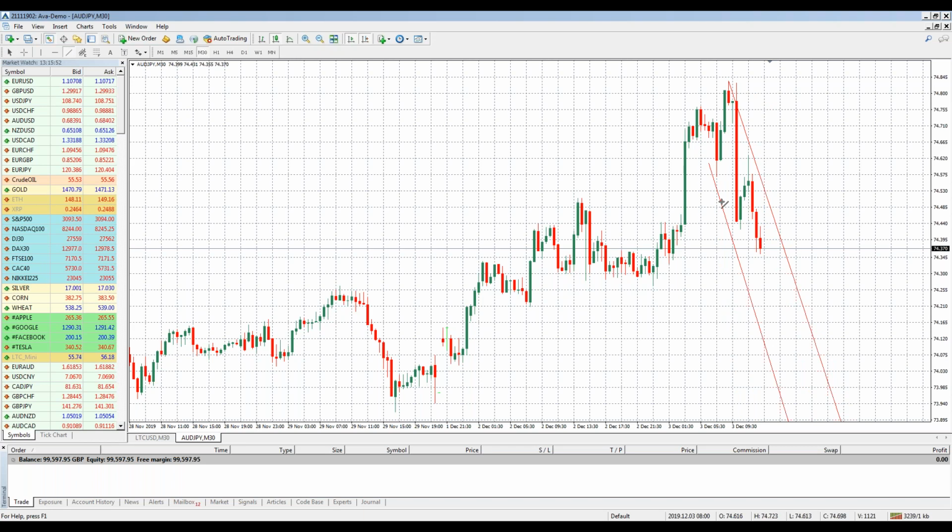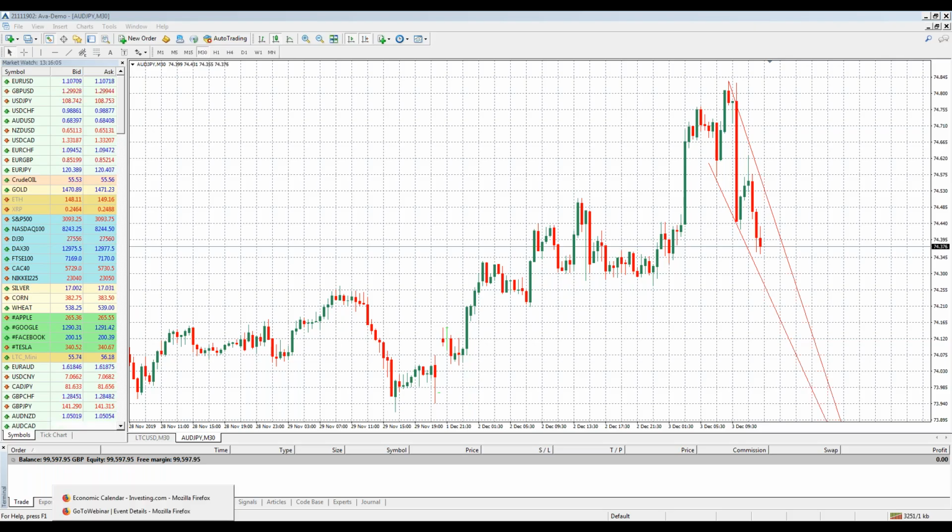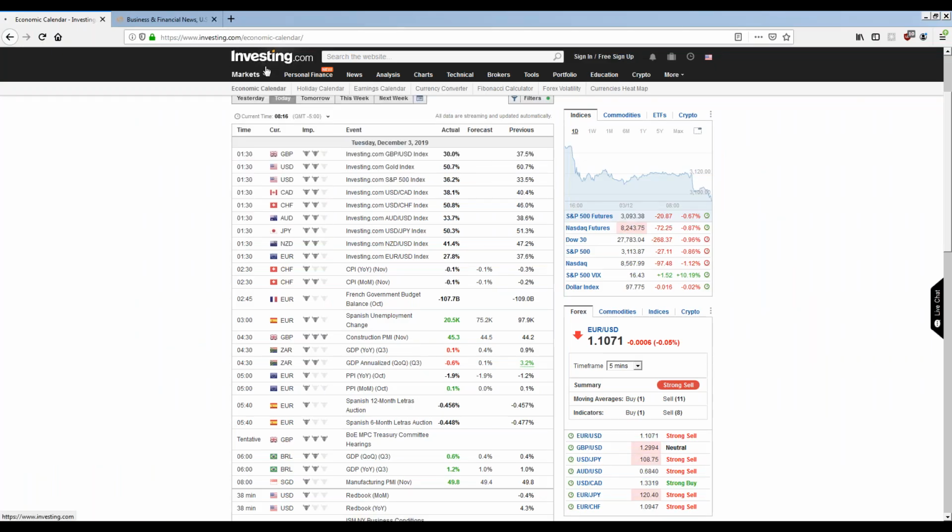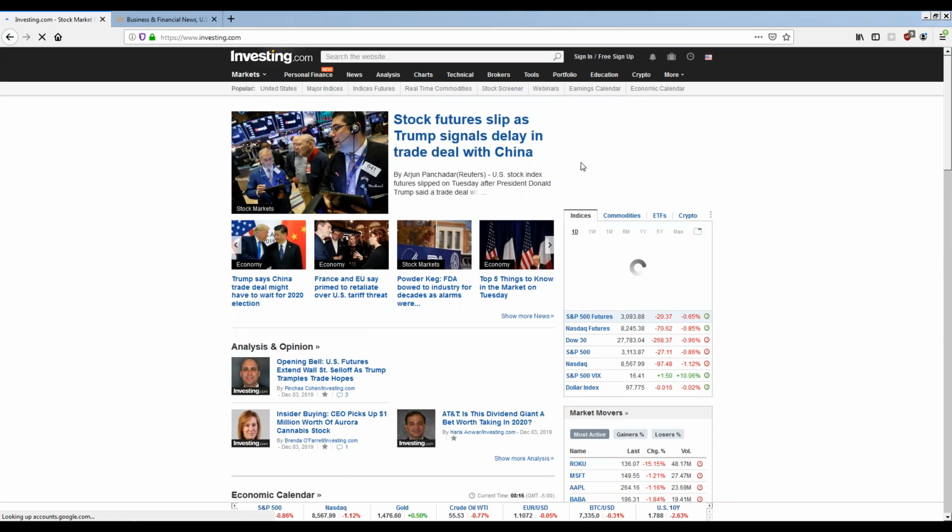Why did that happen? The article came out several hours ago. If you were paying attention, you could have already traded on this. The article came out about, well, here, let me show you. If anyone joined late, let's go back to the main headline. Stock futures slip as Trump signals delay in trade deal with China.